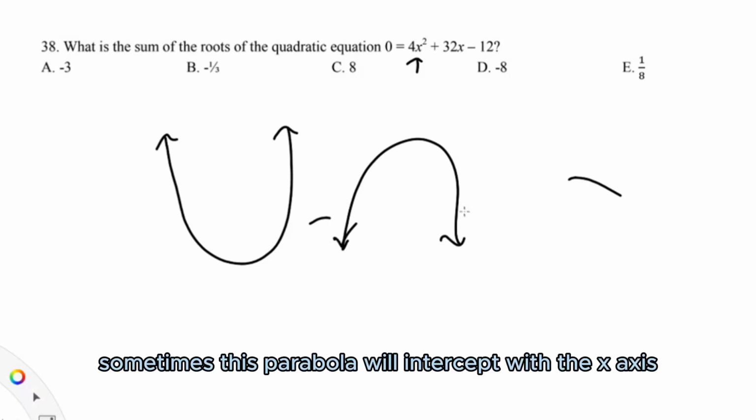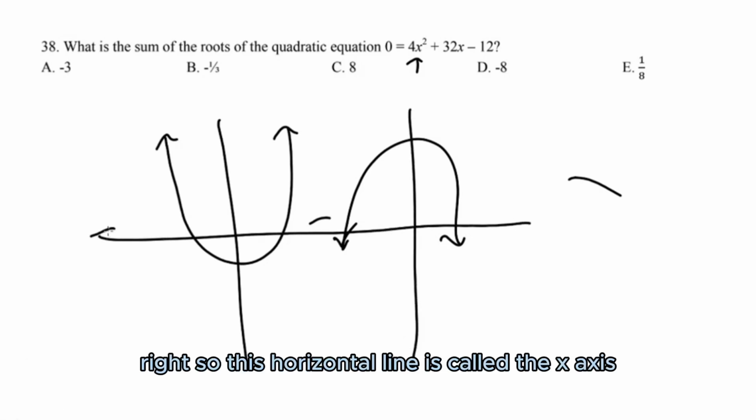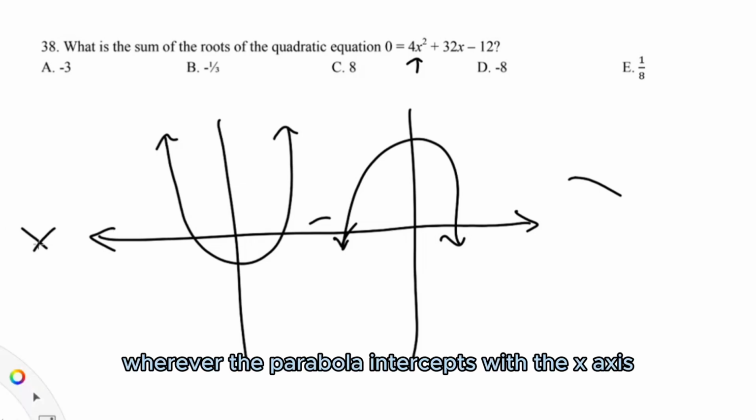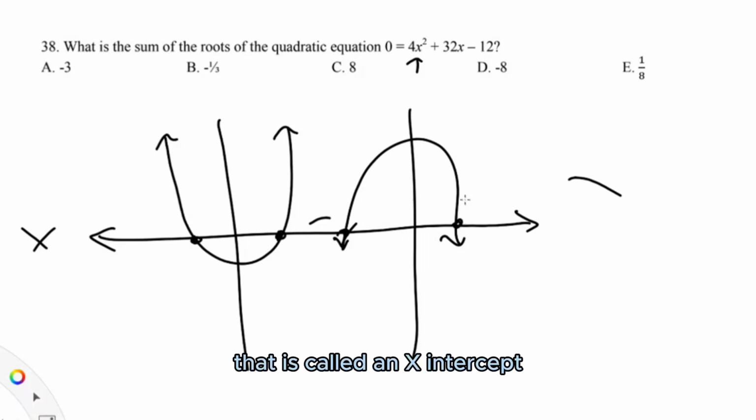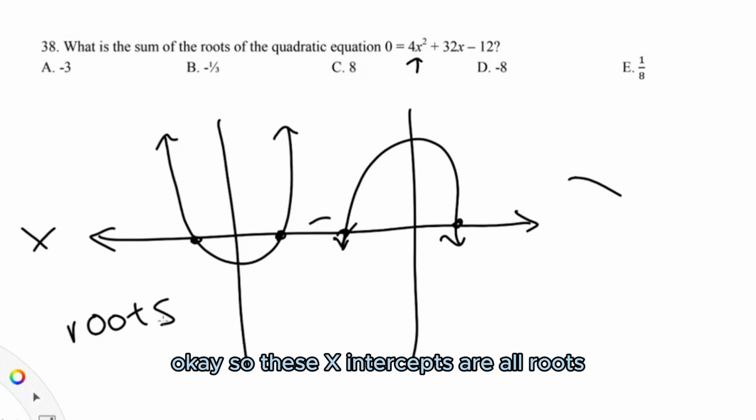Now, sometimes this parabola will intercept with the x-axis. This horizontal line is called the x-axis. Wherever the parabola intercepts with the x-axis, that is called an x-intercept. Another word for the x-intercept is the root or roots. So these x-intercepts are all roots.